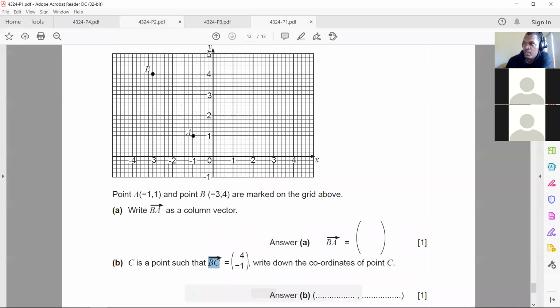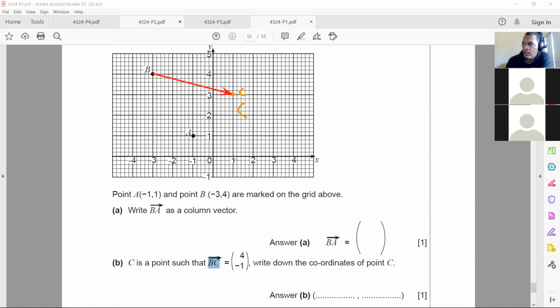So all we need to do basically is start at the B, which is the tail, and we go with the X 4 times. 1, 2, 3, 4, and we go down by 1 for the Y, and that is where that vector is indicating for us. And basically, I have to now indicate that point on the diagram. That will be my C, and like normal, I will write down the coordinates for that C.